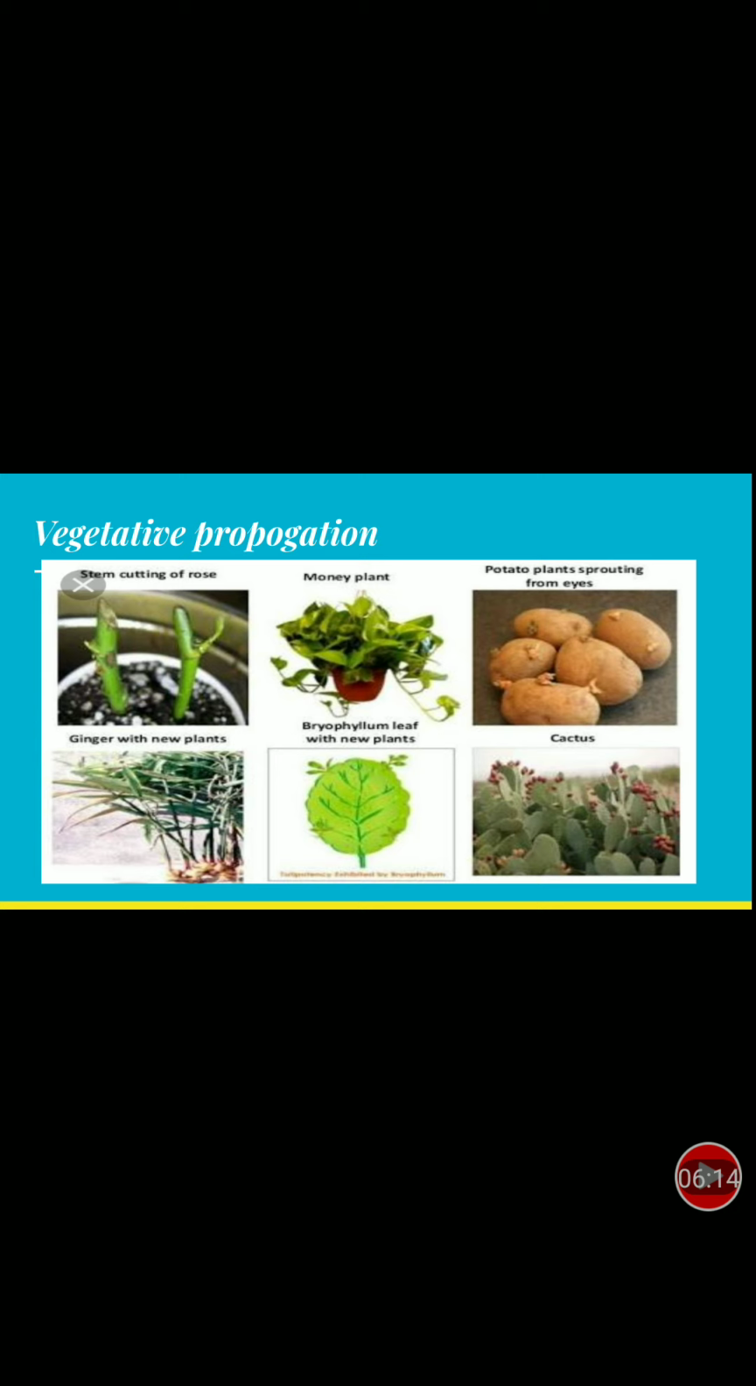Try the same activity by growing a money plant. You know money plant, which climbs over any support. You take water and put a small stem of money plant in water and record that observation also. Stem cutting of rose: you can cut the stem of the rose and put it. So do this activity yourself at home.